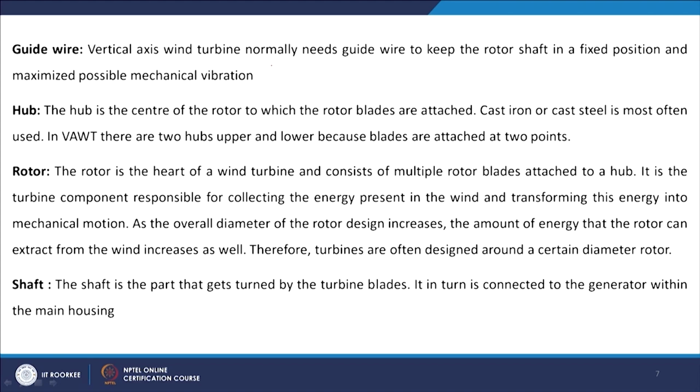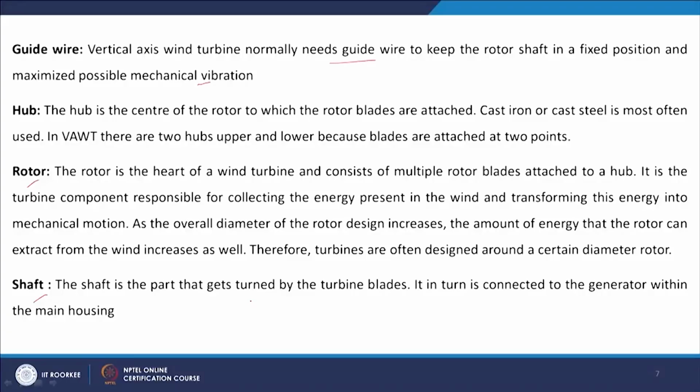The vertical axis wind turbine normally needs guide wires to keep the rotor shaft in a fixed position and minimize possible mechanical vibration. The hub and rotor we have already discussed. The shaft is connected to the turbine at one end and to the rotor at the other end. So, the shaft is the part that gets turned by the turbine blades.